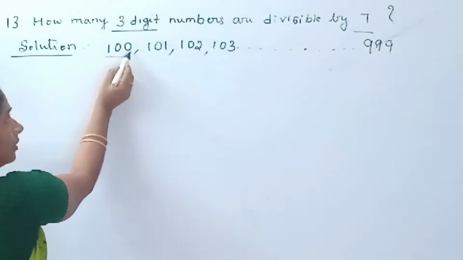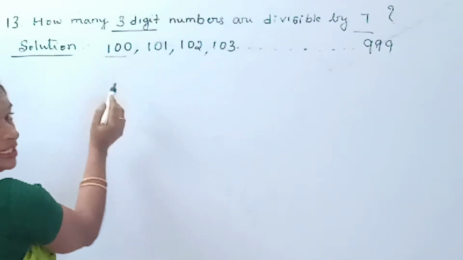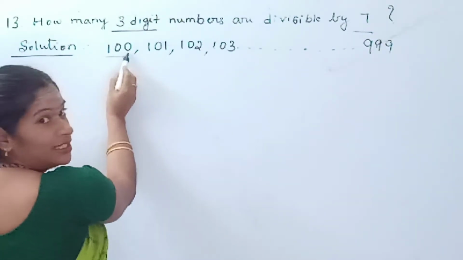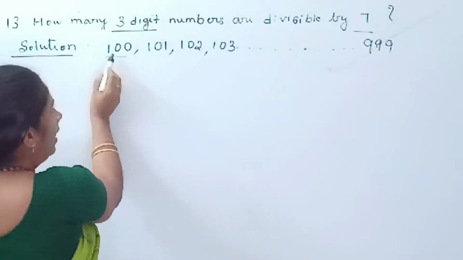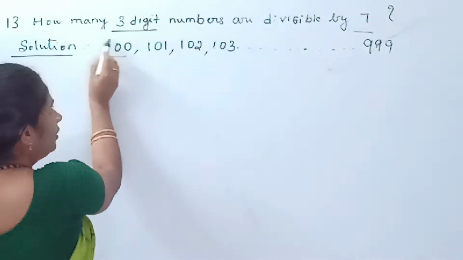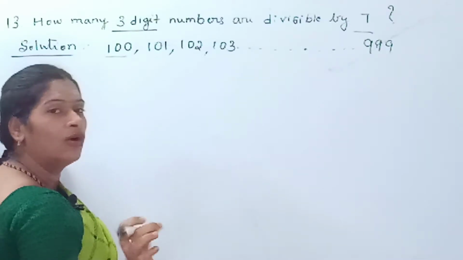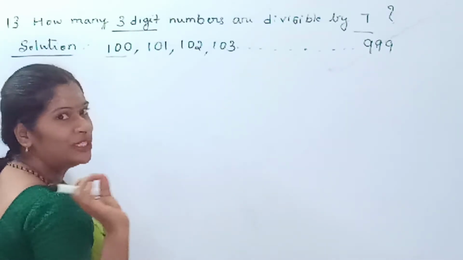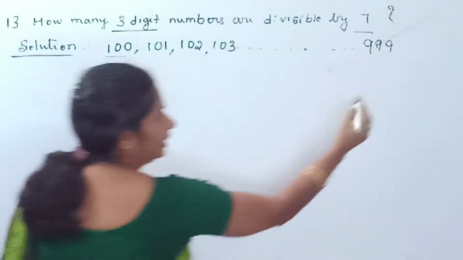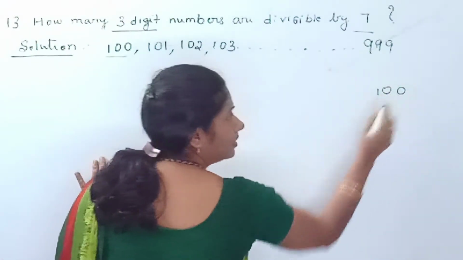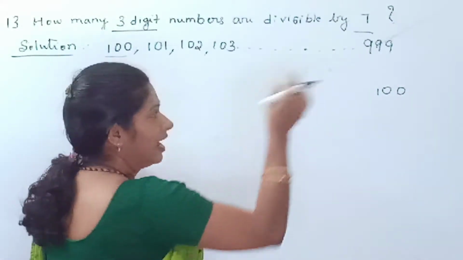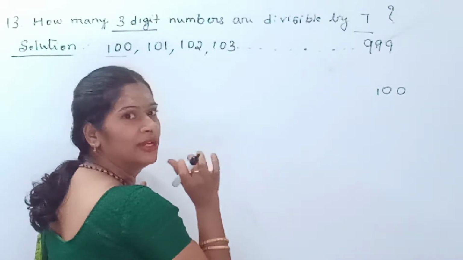So the difference between twice the unit digit and the remaining part of the number should be a multiple of 7 or it should be 0. What is the rule, children? So for example, let me write here 100. Now how will you check whether 100 is divisible by 7 or not?